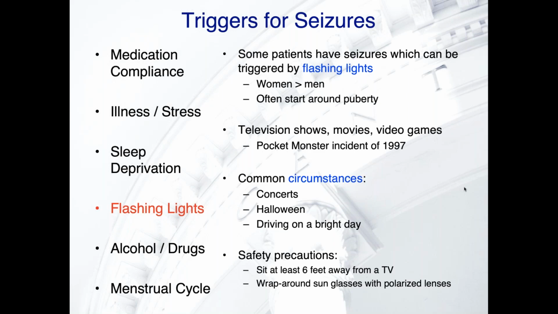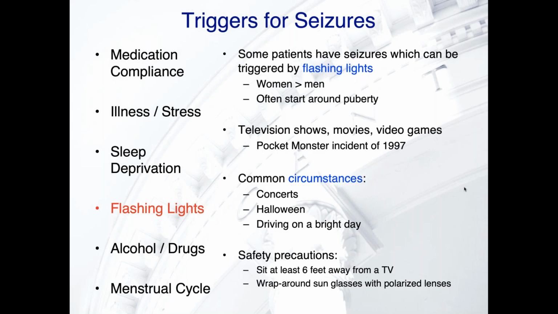Now, there are reports of this going way far back, but one of the most memorable things in recent memory is actually the Pocket Monster incident of 1997. Pocket Monster was actually the original name given to Pokemon. And in 1997, the first season of Pokemon was airing in the country of Japan.